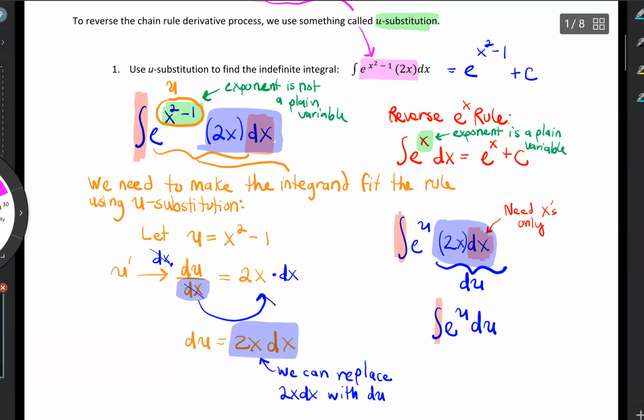So my bookends has a u in it. My integrand has a u in it. The variables are matching. It fits my basic rule. The exponent is a plain variable. So let me write all this out, the things I'm looking for. The exponent is a plain variable.